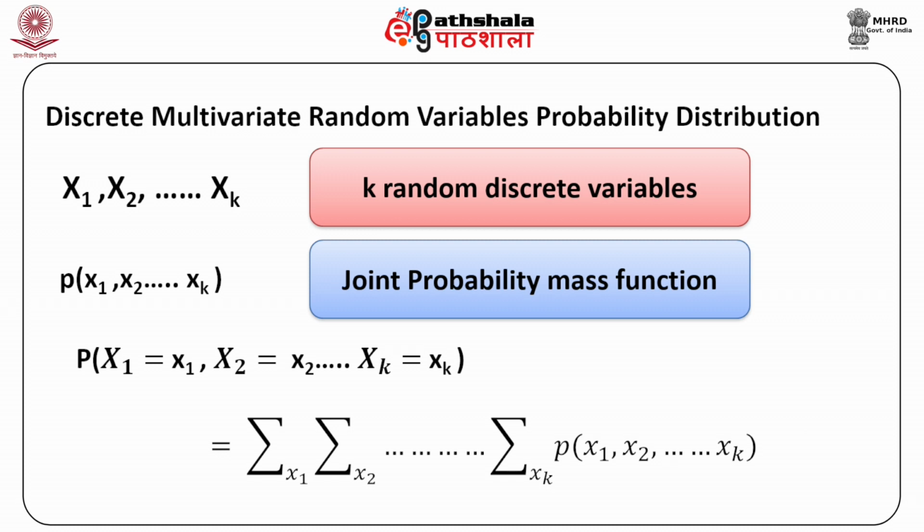Further, we discuss the probability distribution of discrete multivariate random variables. If x1, x2 up to xk are k discrete random variables, then given the joint probability mass function p(x1, x2, ..., xk), we have P(X1 = x1, X2 = x2, ..., Xk = xk), that is summation over x1, summation over x2, up to summation over xk of p(x1, x2, ..., xk), where x1, x2, up to xk each lie between minus infinity and plus infinity.